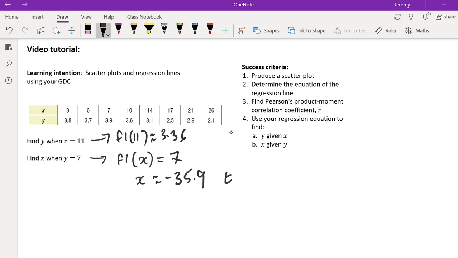And this is an example of extrapolation, because that x value is right down here. It's not within the domain that we have been given.